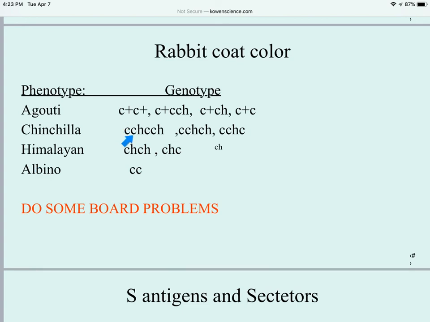Chinchilla, they could receive the chinchilla trait from both parents, they could receive a chinchilla trait from one parent and Himalayan from the other, a chinchilla from one, and albino from the other. So chinchilla is dominant to Himalayan and albino. Himalayan, they can receive the Himalayan trait from both parents, or a Himalayan trait from one parent and albino from the other. So Himalayan is dominant to albino. Albino, the only way to be albino is to receive the albino trait from both parents. Do write this down so you have this for your homework.